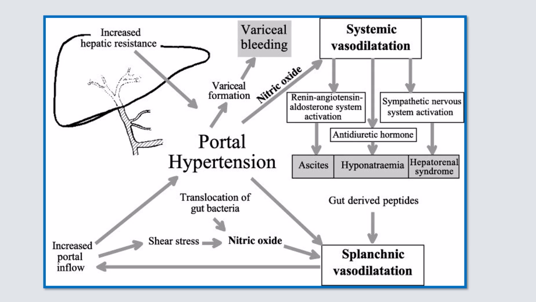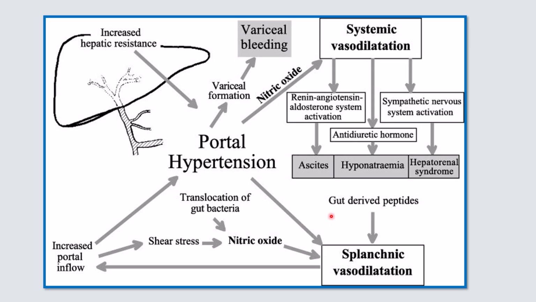Ultimately, cirrhosis of the liver would result in increased hepatic resistance, which increases the pressure in the portal vein, leading to portal hypertension. Portal hypertension will be associated with variceal formation, which increases the risk of variceal bleeding. There will be an increase in release of nitric oxide, so there will be systemic vasodilatation that activates the renin-angiotensin-aldosterone system to cause ascites. There would be antidiuretic hormone release in excess, resulting in hyponatremia. There will be sympathetic nervous system activation resulting in hepatorenal syndrome.